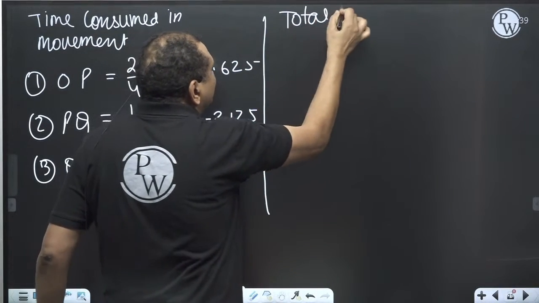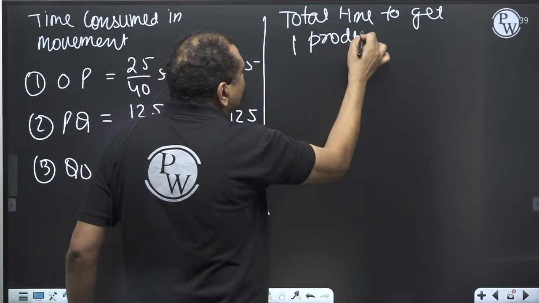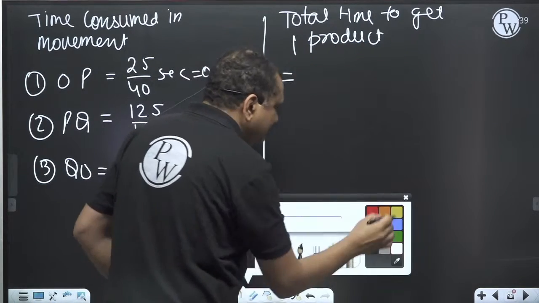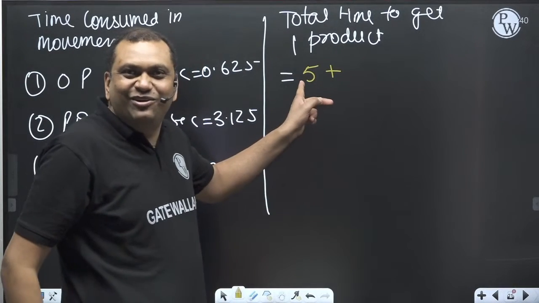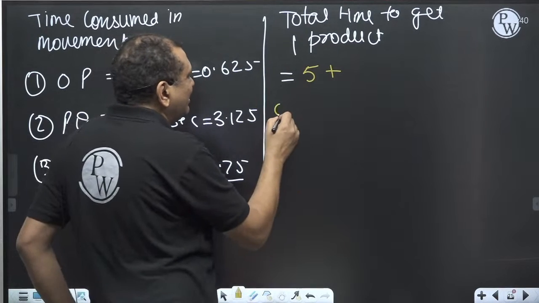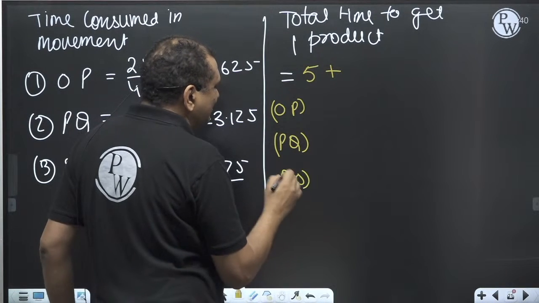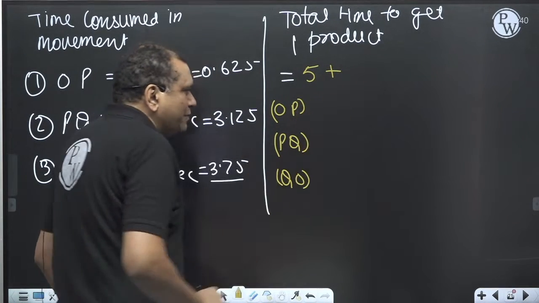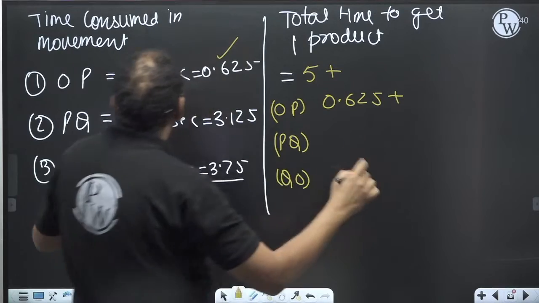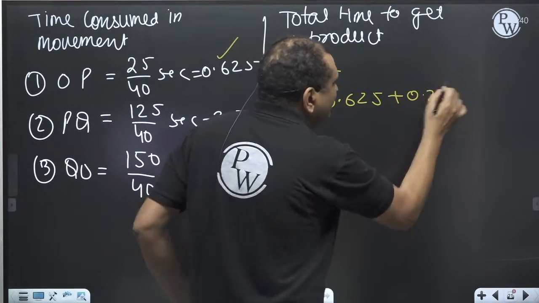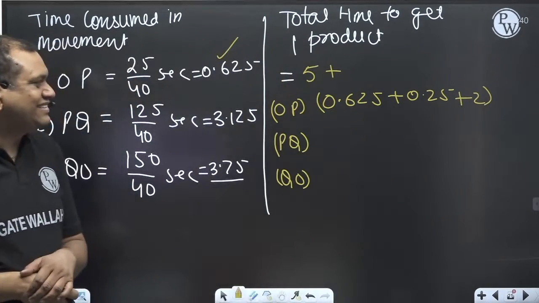So, total time to get one product. Loading, unloading time, OP, PQ, and QO. So OP: 0.625, acceleration deceleration time is 0.25 seconds, insertion time is 2 seconds. So this is the OP case.